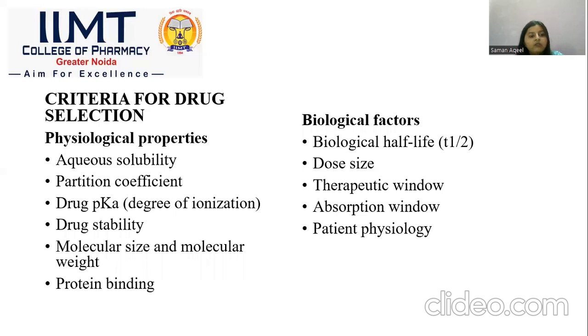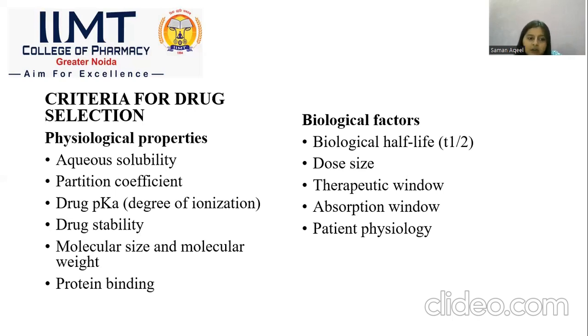Second is the partition coefficient. It is very important. Partition coefficient means how much drug is soluble in organic phase and how much drug is soluble in inorganic phase. As we all know that all the membranes are made up of lipids, so it is very important to cross the lipoidal membrane for absorption or permeation. Third is the degree of ionization, that is the drug pKa, that is what is the degree of ionization, what is the ability of the drug of being converted into its ion form.